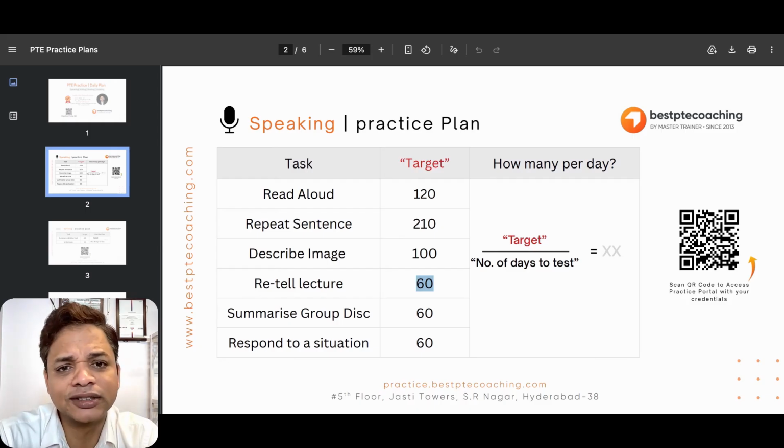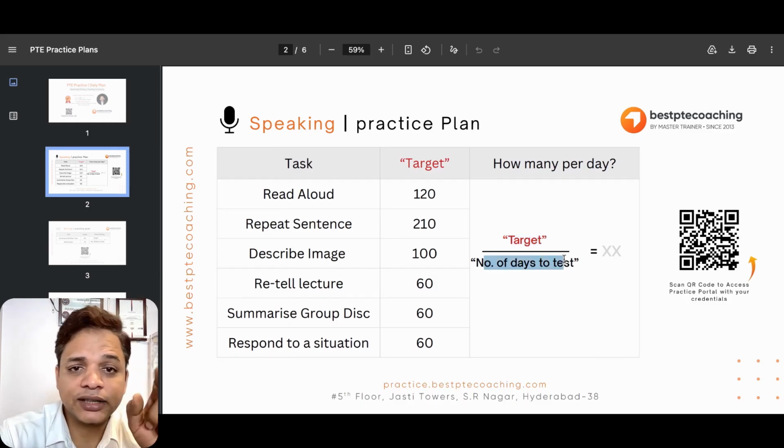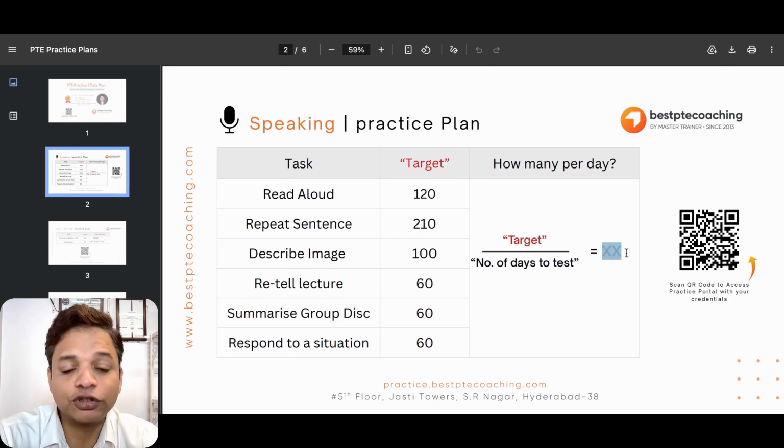For example, you're taking the Pearson PTE exam in the next 30 days, right? So your target is 60, your number of days to exam is 30. 60 divided by 30. So the result is what? 2, which means you have to practice 2 questions every day. You will be able to do it perfectly in the examination.